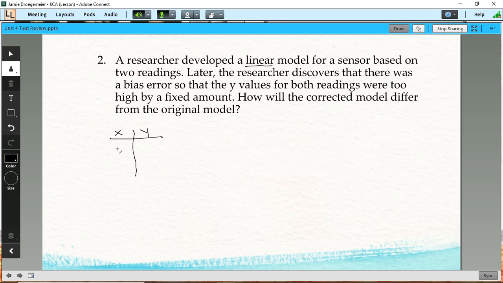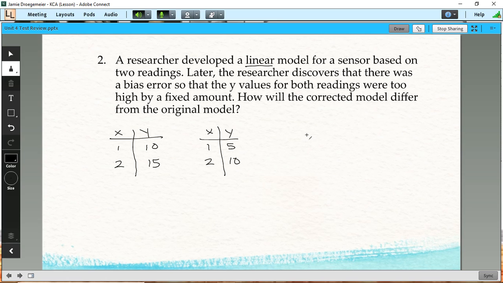So let's say we had 2 readings. Let's say when x was 1, y was 10. When x was 2, y was 15. And they said that these were too high by a fixed amount. So meaning that when they rerun the model and it corrects, those y values are going to come down by the same amount. So let's say that when they rerun it, when x is 1, y is 5. When x is 2, y is 10.